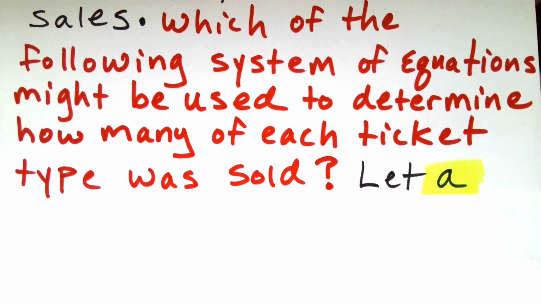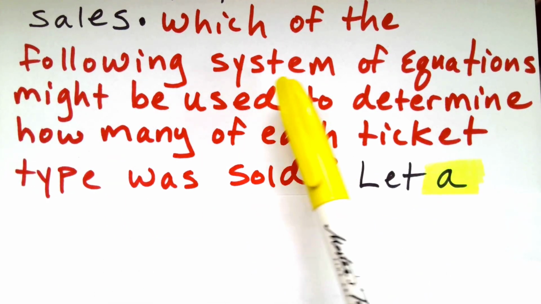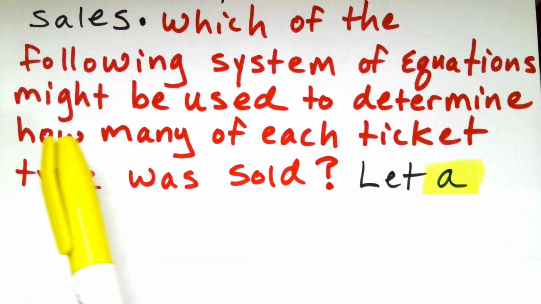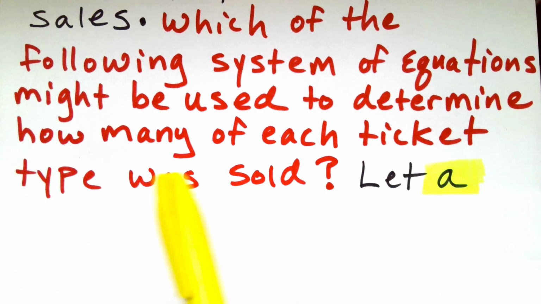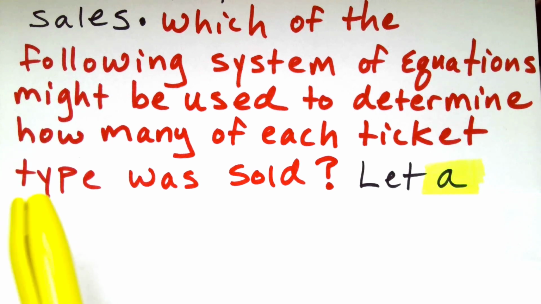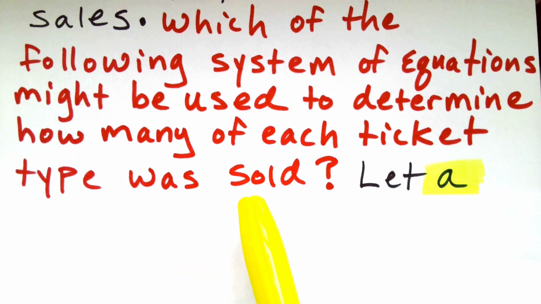All right, and continuing to read the test question, I highlighted, or written in red, the actual question that they're asking you. So what we read before were the facts. Now here we get into the question. Which of the following system of equations might be used to determine how many of each ticket type, adult ticket, child ticket, was sold? Okay, read it again if you need to.